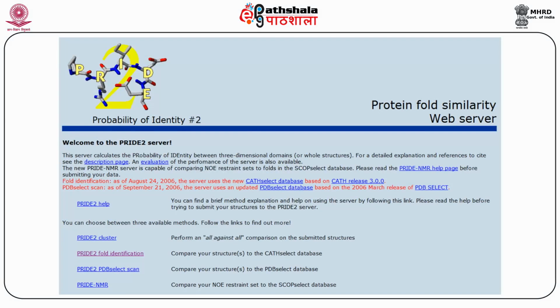Then the other tool is the protein fold similarity server. This server calculates the probability of identity between 3-dimensional domains. So it can be used to perform a comparison of the submitted structure, and it will help you compare with other known structures of proteins.